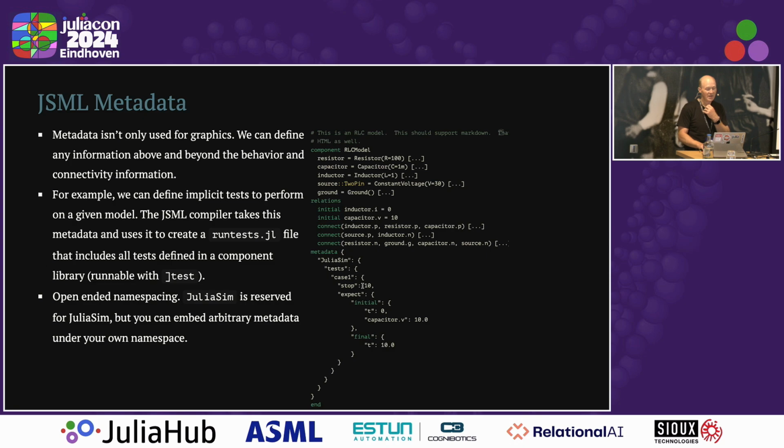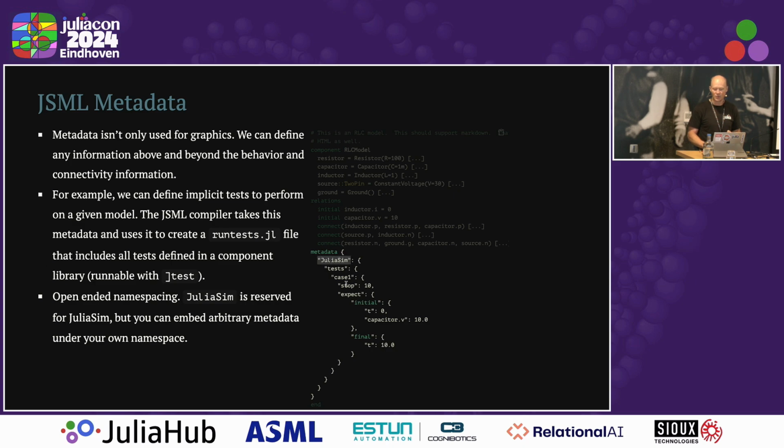Another thing that we can do with metadata, in addition to just graphical stuff, is include other information. So, for example, we have this reserved JuliaSim namespace in metadata for stuff that is specific to our tool, but you can create other namespaces. For example, Gary at Boeing wants to put metadata into his component. He can add that metadata under a separate namespace called Boeing, and then he has free rein over that stuff. So he can put part numbers in there. He can put processes or gateways or whatever information he wants to put in there, and it's preserved.